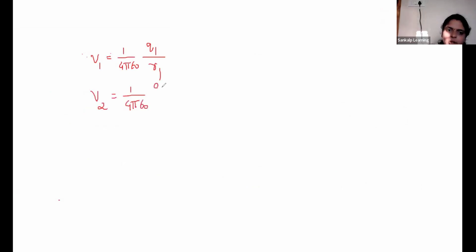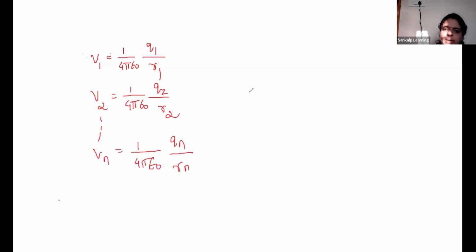Hope you are able to see clearly now. First we have written that due to the Q1 charge at point P, the potential is given by 1 upon 4 pi epsilon naught Q1 upon R1. Due to the Q2 charge at point P, it is 1 upon 4 pi epsilon naught Q2 divided by R2. So on up to Qn, which is 1 upon 4 pi epsilon naught Qn divided by Rn.